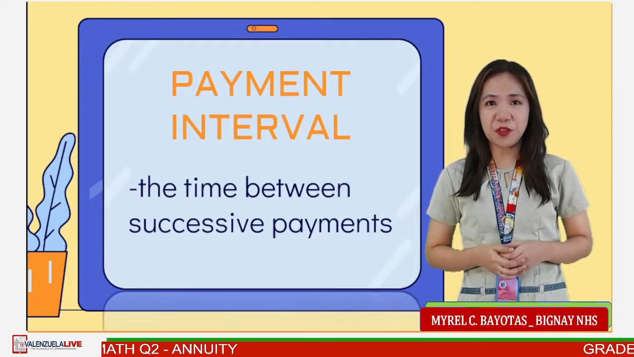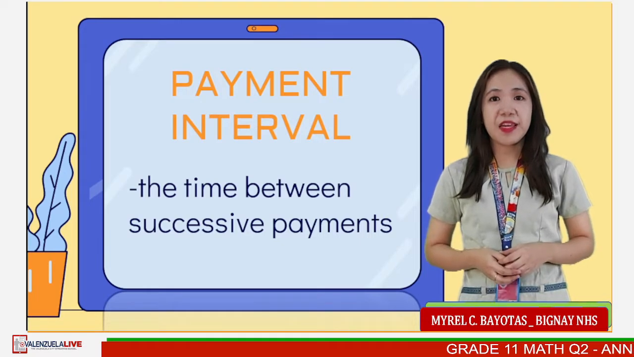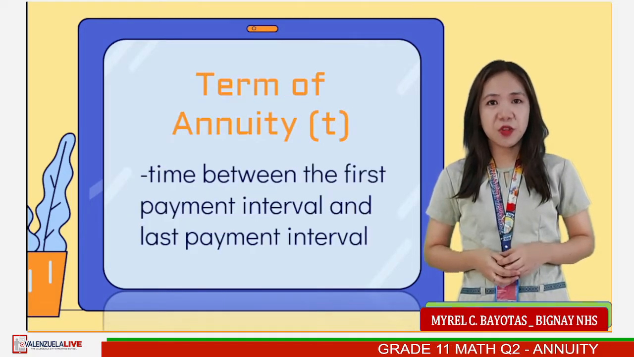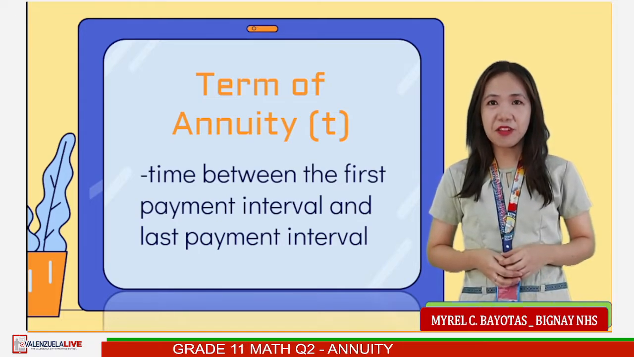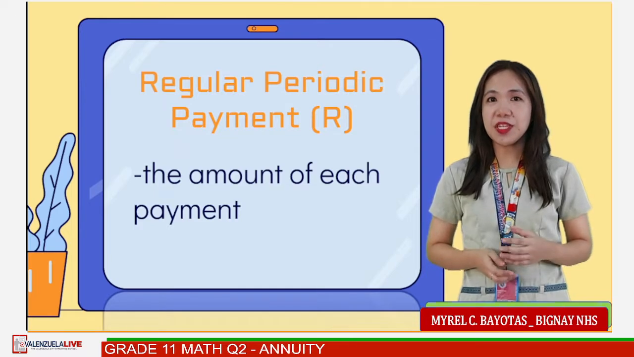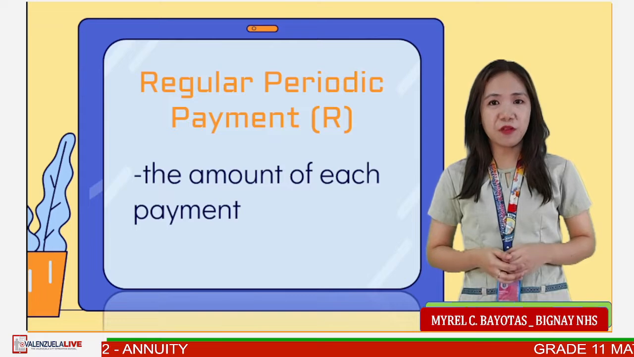Next is payment interval. It is a time between successive payments. Now, let's define term of annuity. It is usually represented by small letter d. Regular periodic payment, written as capital letter R in the formula. It is the amount of each payment.